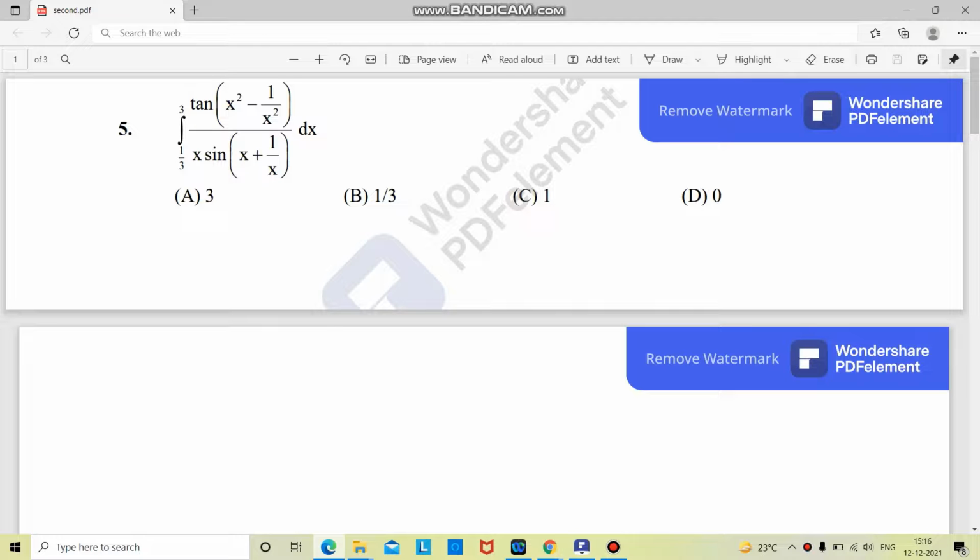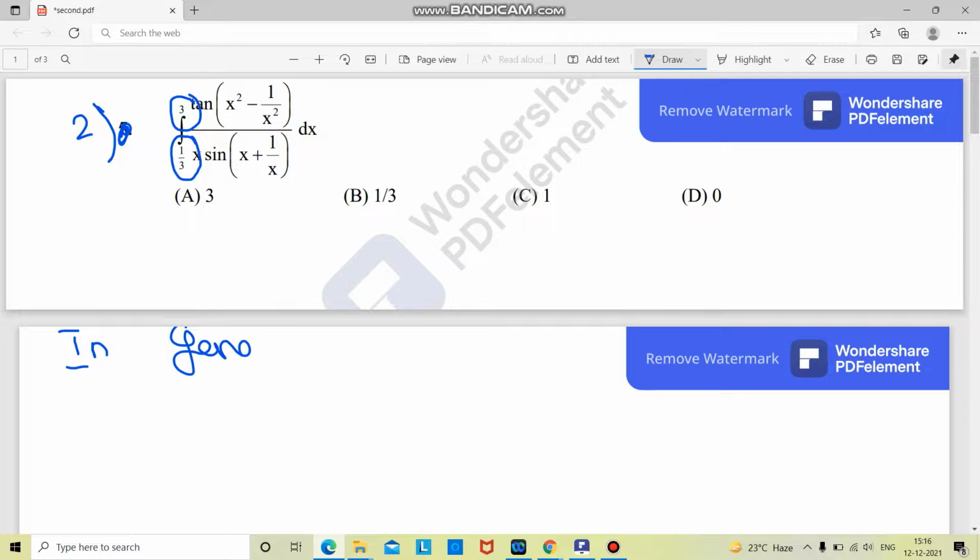Let's begin the second question of the chapter, definite integration. This is the second question. This is a very general profile of questions which are asked in JEE Mains and JEE Advanced very frequently. In this particular type of question, the limits are reciprocal, just like 3 and 1 by 3, or 5 and 1 by 5. We will see how to do these types of questions in general.